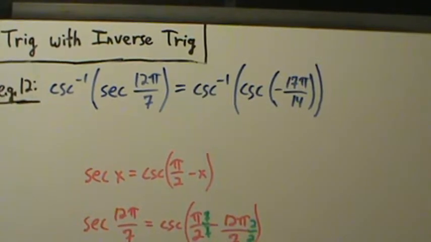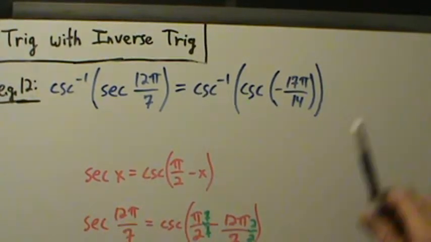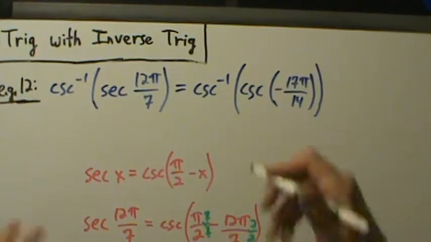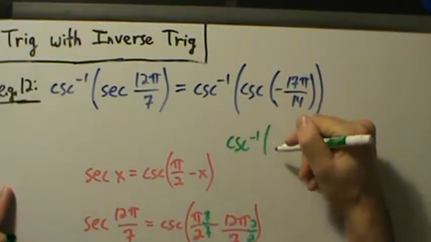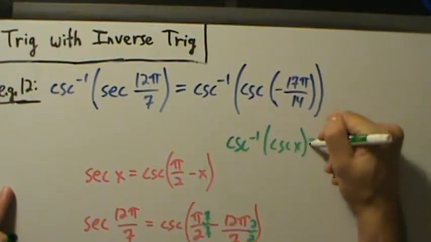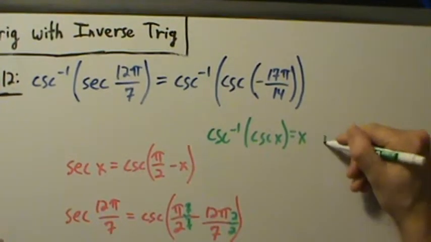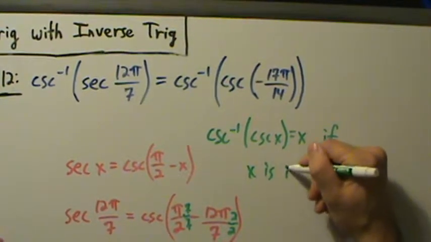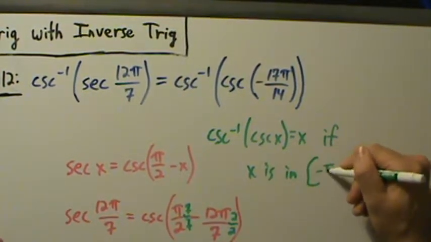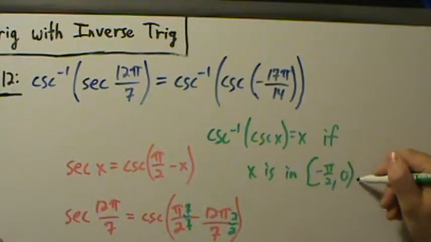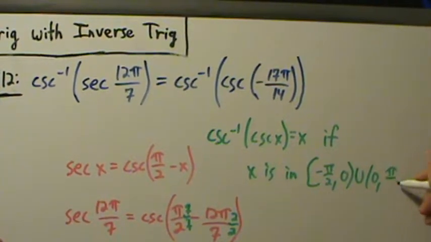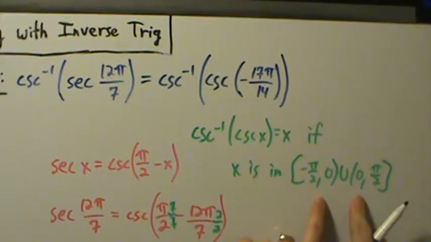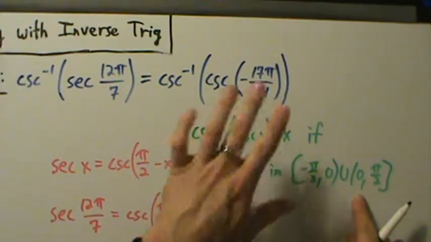If we want to cancel something with an inverse cosecant, what we have to have is, here it is: inverse cosecant of cosecant of x equals x if x is in the union of negative pi over 2 to 0, union 0 to positive pi over 2. If we want to cancel, then x has to be in this union of intervals, but negative 17 pi over 14 is way outside of that.